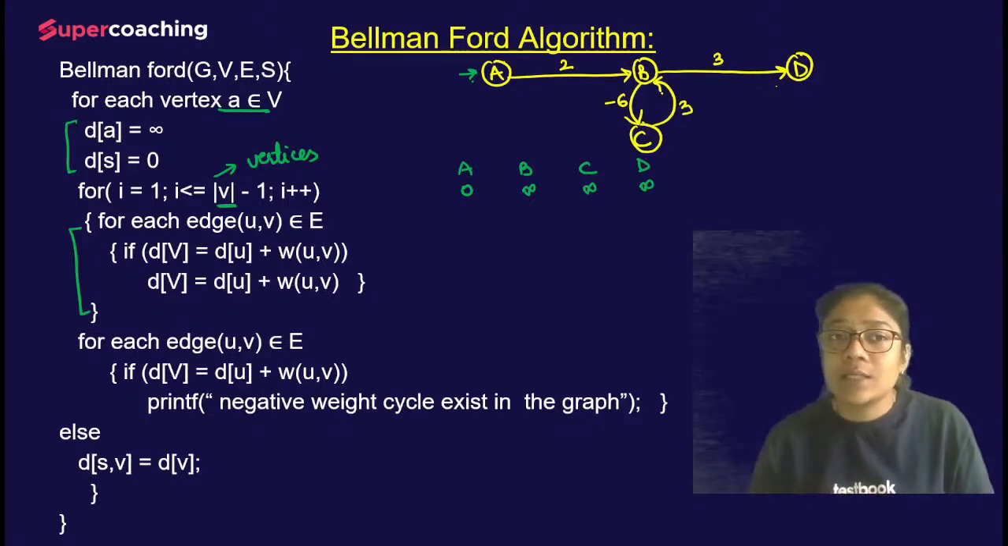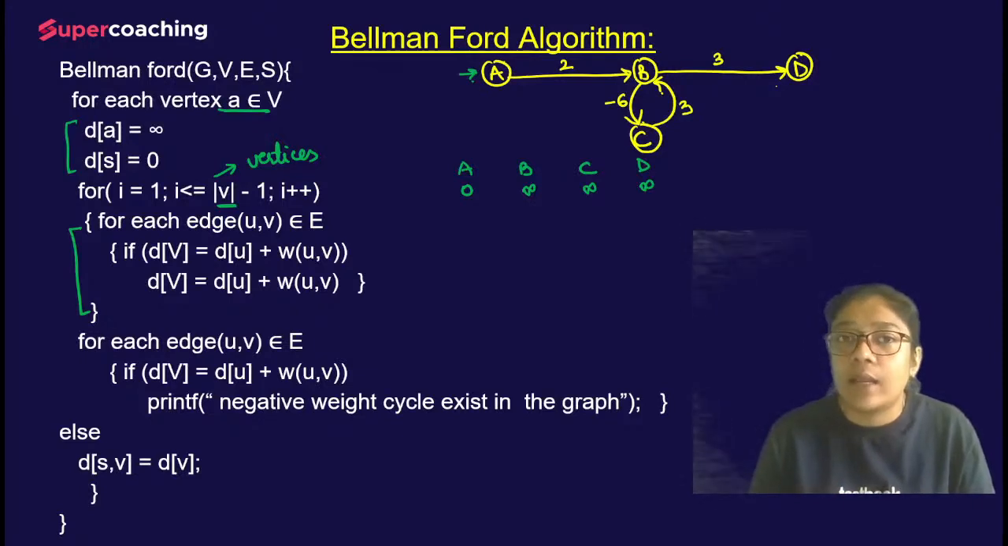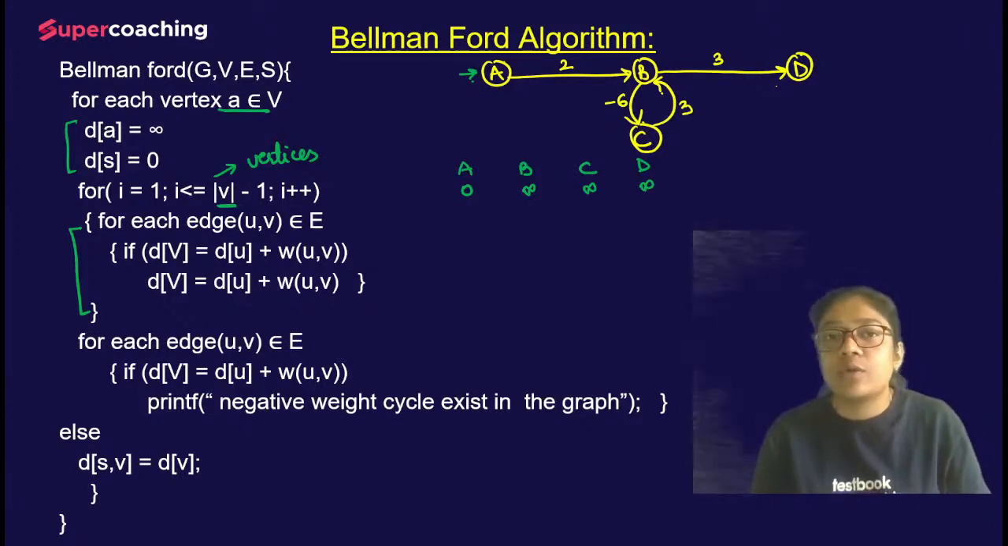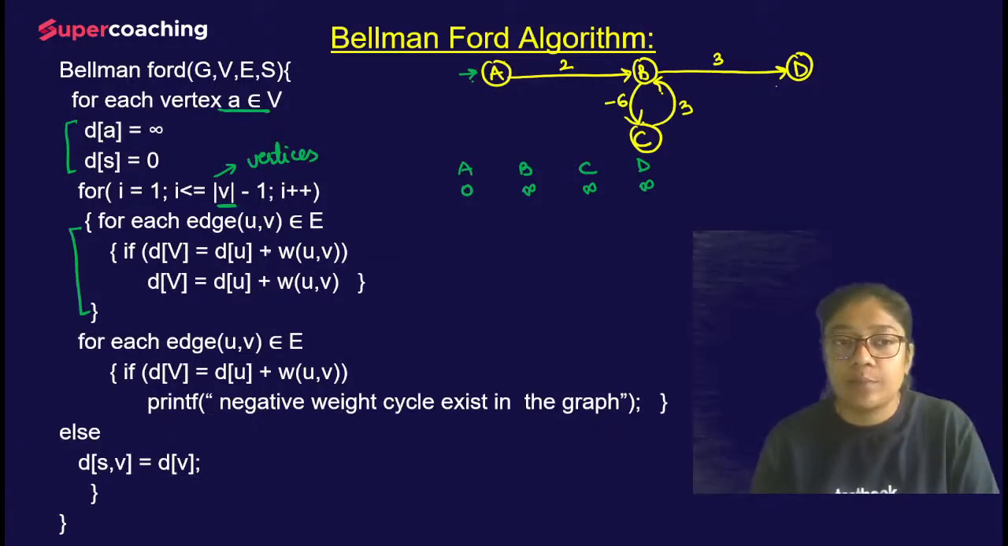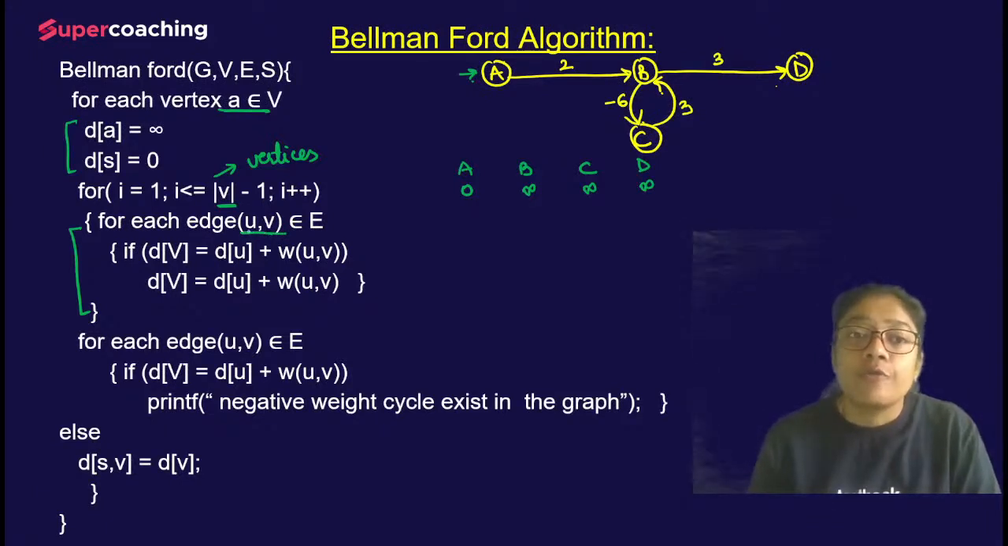अगर last time में भी changes आ रहे हैं, that means there is somewhere negative weight cycle exist in the graph. Otherwise values could have get stable. Okay, so v minus 1 times के लिए हम क्या करेंगे? We are going to consider each edge. For each edge we'll check for the minimum value.